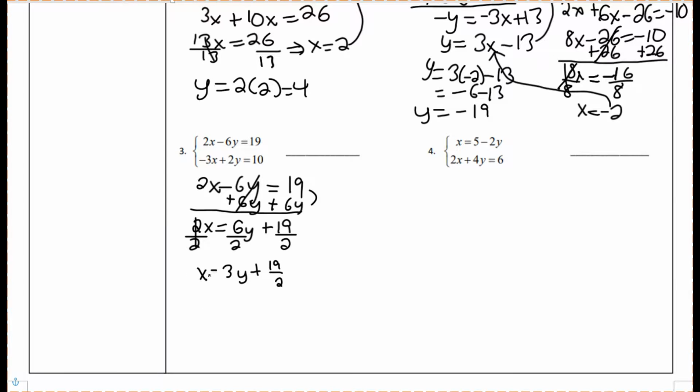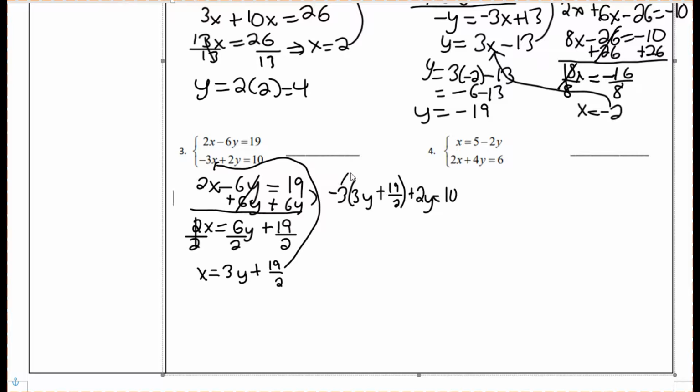All right, so now we got x. Now we need to plug it in to the other equation and then solve for y. So we're going to start plugging in x here. So let's do it on this side. So we have negative 3 times, now we're going to plug in for x. So x is 3y plus 19 over 2. Now we got plus 2y equal to 10.